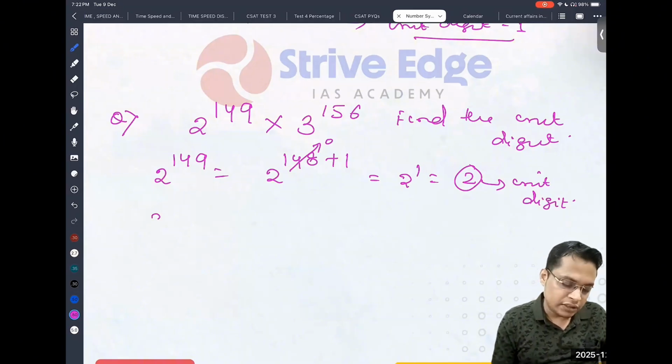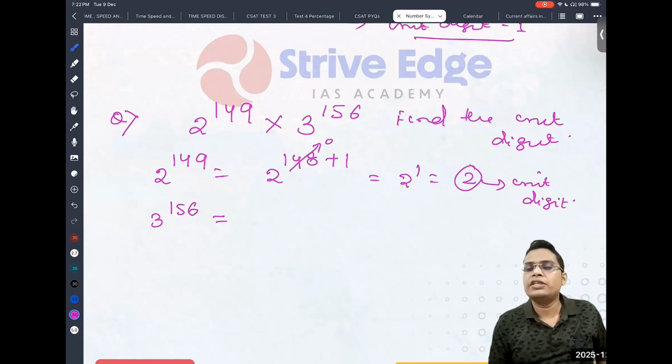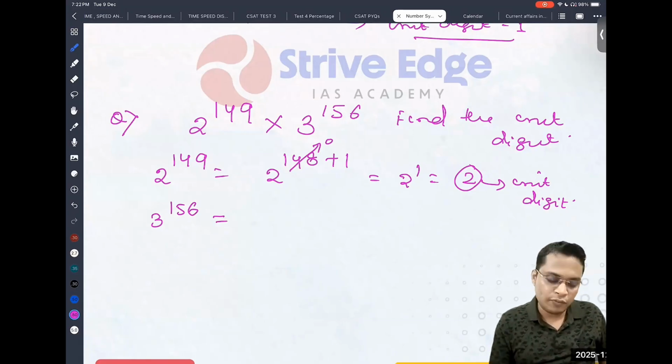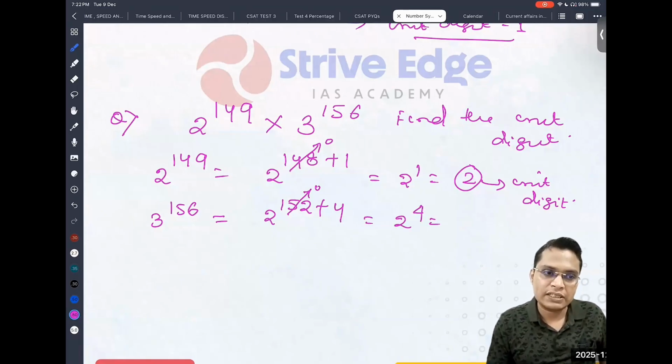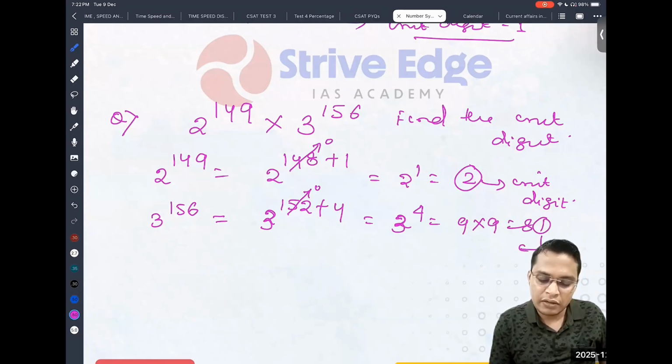So now it is 3 to the power 156. Again we need to convert this number into a multiple of 4 plus something: 3 to the power 152 plus 4. Okay, 152 is divisible by 4, so we eliminate it. So it is 3 to the power 4, and 3 to the power 4, again I write 9 into 9, so 81. So the unit digit is 1.